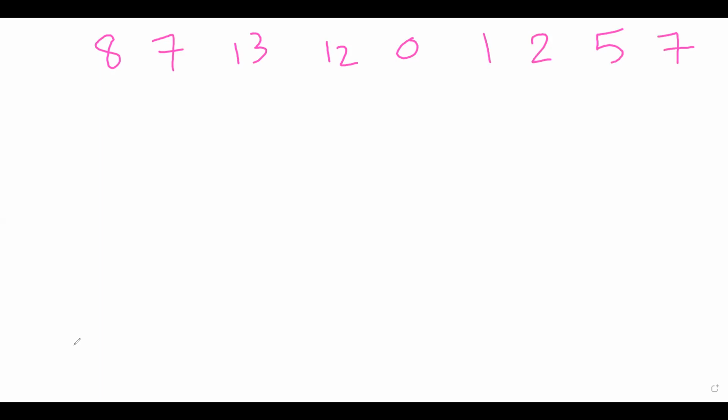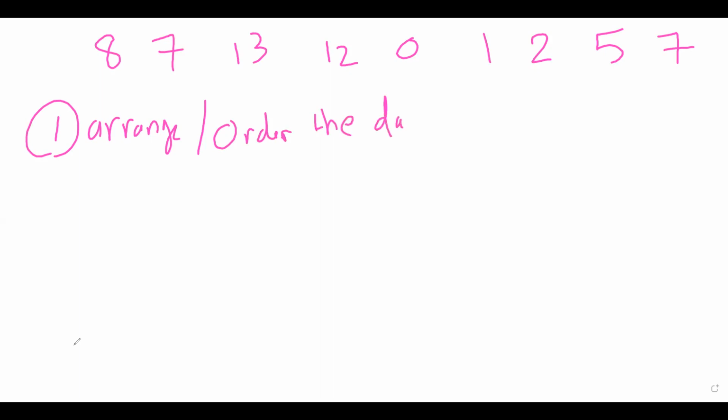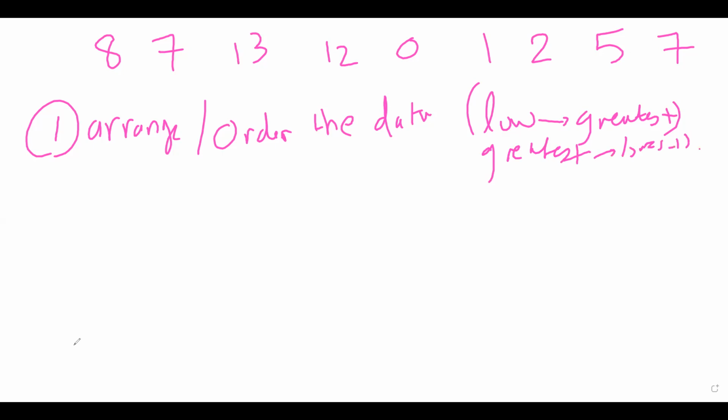In order to find the median, the first step is to arrange or order the data. What do I mean by order the data? You have to write them from the lowest to greatest, or from greatest to lowest. This is the first step. You have to write them from the lowest to greatest to order the data.